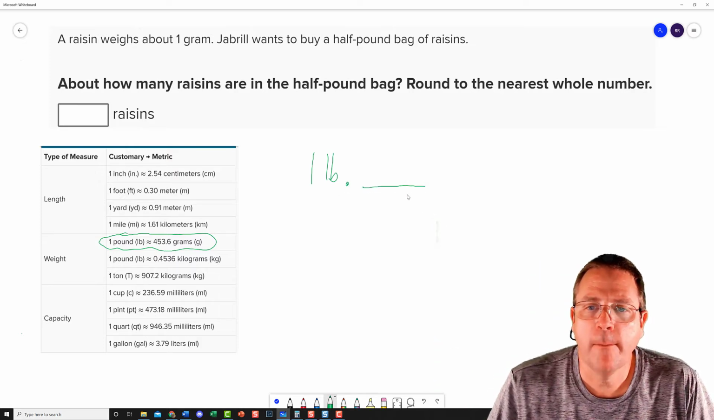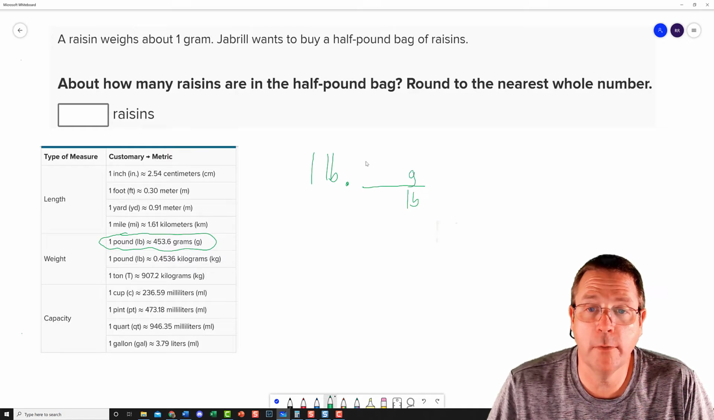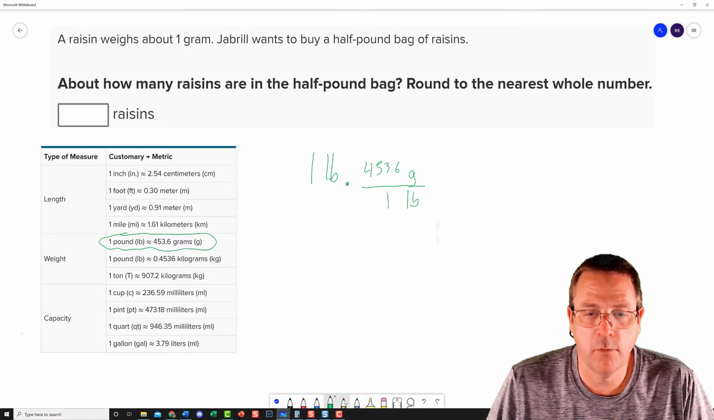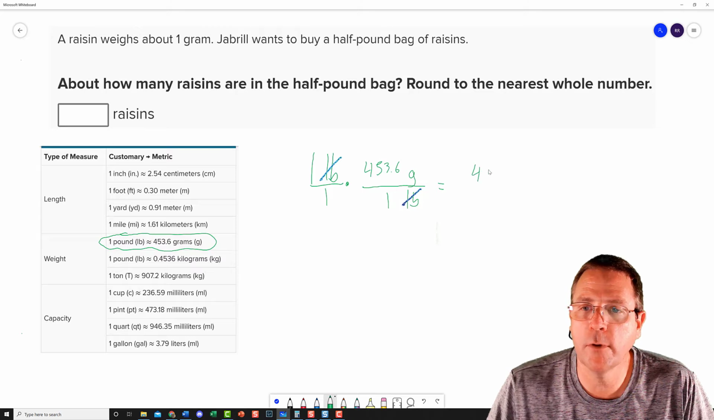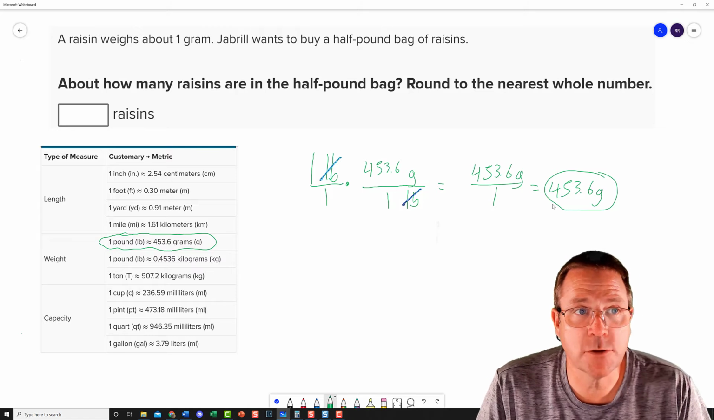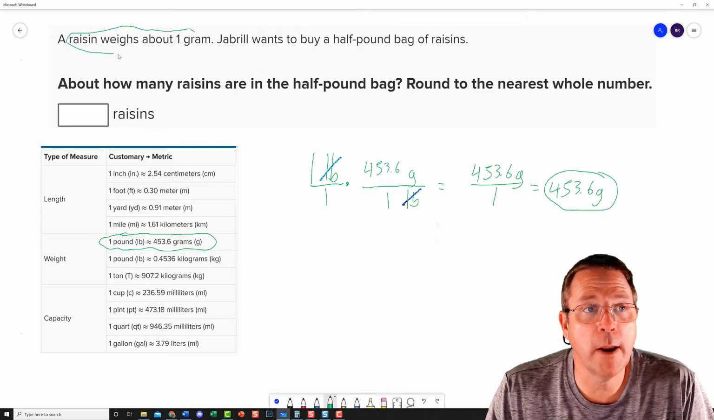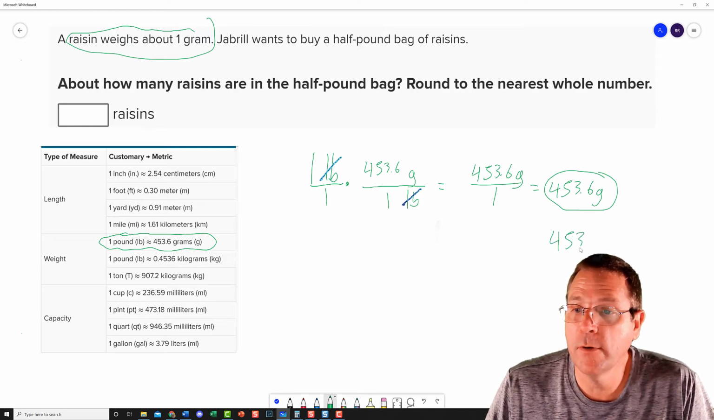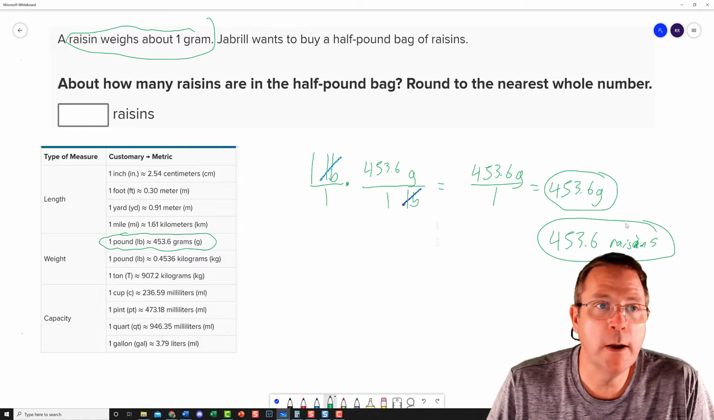Times the conversion factor. Pounds has to be on the bottom, so it'll divide out. Grams will be on the top. And there is 453.6 grams to 1 pound. Now, of course, my pounds, let's do something pretty here. The pounds are going to divide each other out just like that. And we'll put a 1 under there. When I multiply it out, 1 times 453.6 is 453.6 grams over 1, also known as just 453.6 grams. Now, that's only halfway there. We haven't actually found the answer. We know that each raisin weighs about 1 gram. So we could say that is equal to 453.6 raisins.